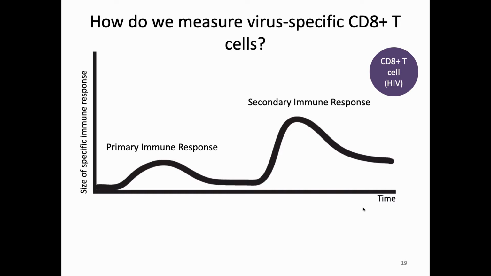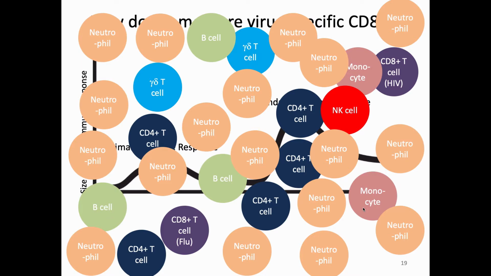But what that means is I had a way that I could tell the difference between a CD8 T cell that responded to HIV and a CD8 T cell that responded to the flu in the blood of my mice. In reality, I had to be able to take blood from my mice and distinguish the CD8 T cell that bound HIV from all of the other cells in the mouse.